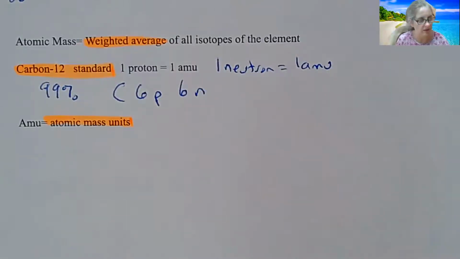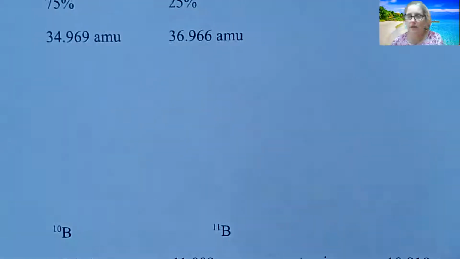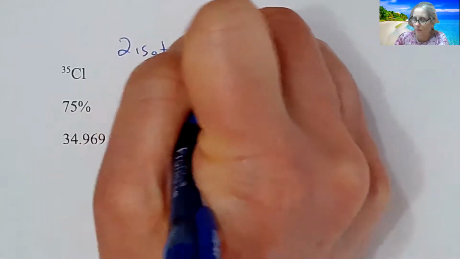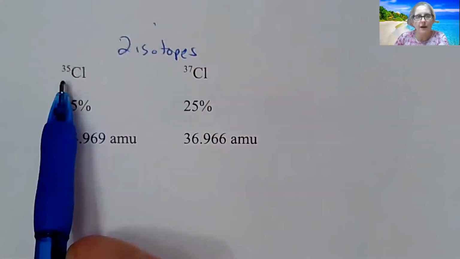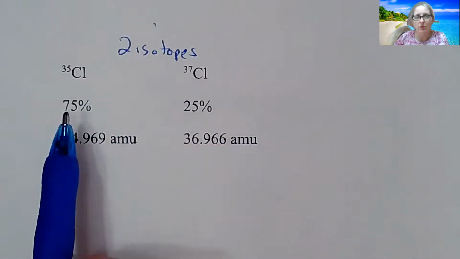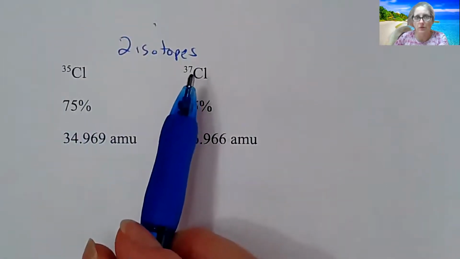How is it calculated? When we are discussing isotopes, since isotopes have different numbers of protons and neutrons, we need to do what we call a weighted average, okay? So we are going to look at this example. Chlorine happens to have 2 naturally occurring isotopes, okay? So 2 isotopes. It is chlorine 35, that is its mass number, and chlorine 37. About 75% of the chlorine we have on this planet is chlorine 35, and 25% is chlorine 37.